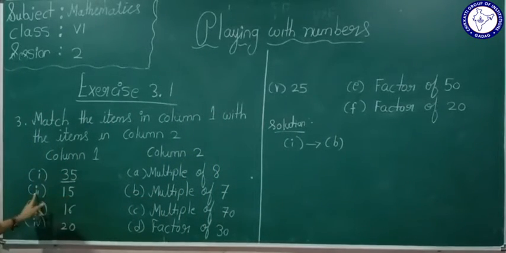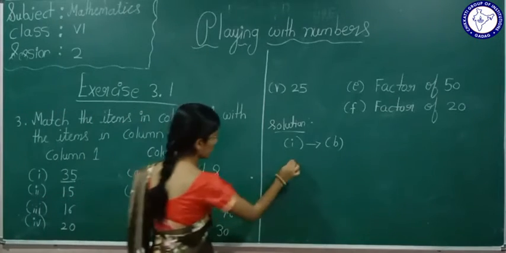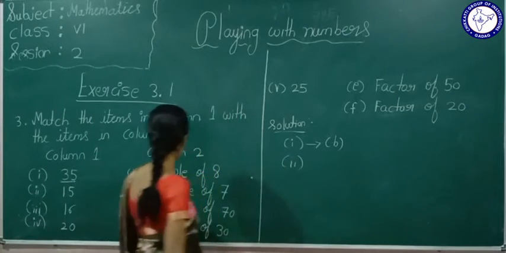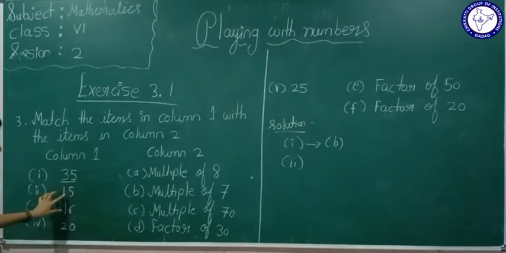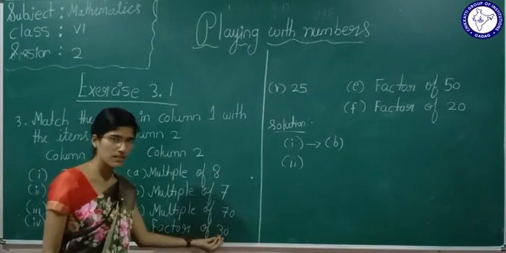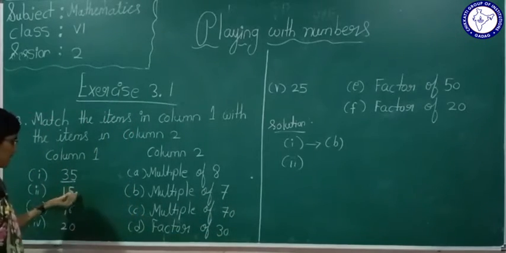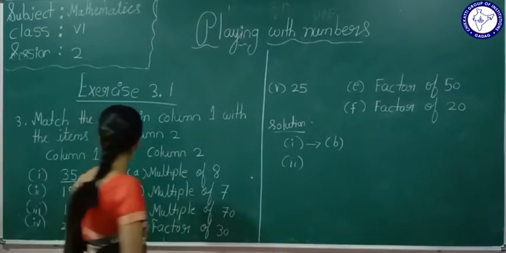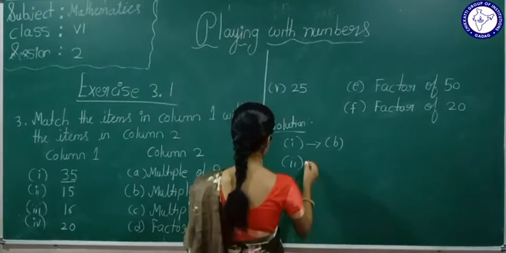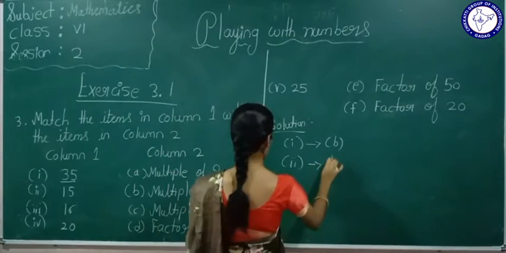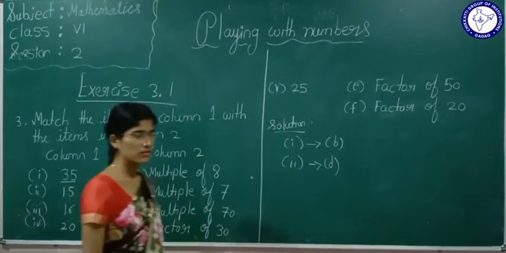Now what about the second one? 15. So what about 15? 15 is a factor of 30. Yes or no? 15 is a factor of 30. Second answer is D.